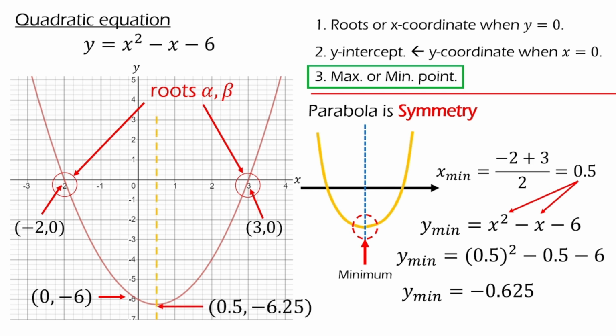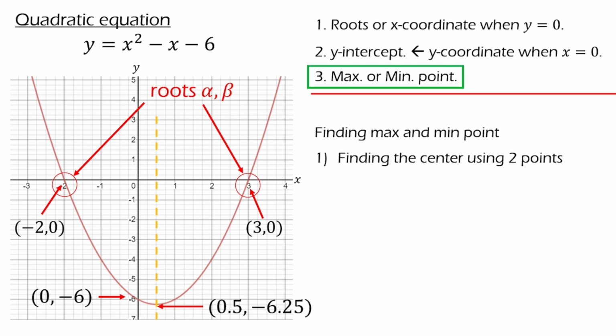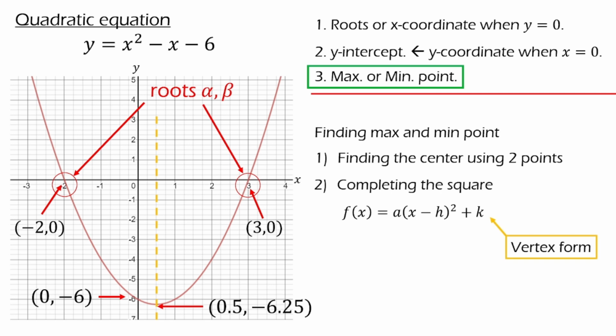There are a few methods in finding maximum or minimum point. One of the methods is finding the center using 2 points, which is the method that I used just now. The second one is using completing the square, where we convert quadratic equation into vertex form. I have created a video for this. Please click the link below for the video. And finally is differentiation.